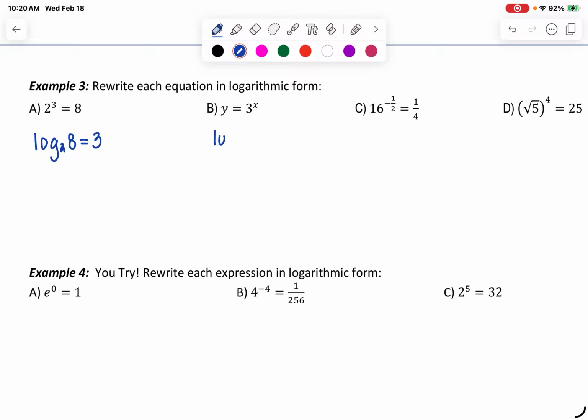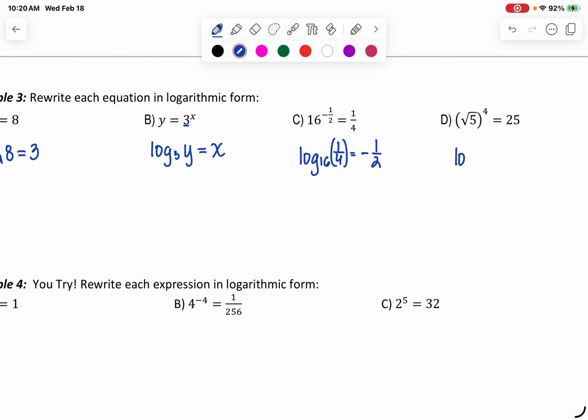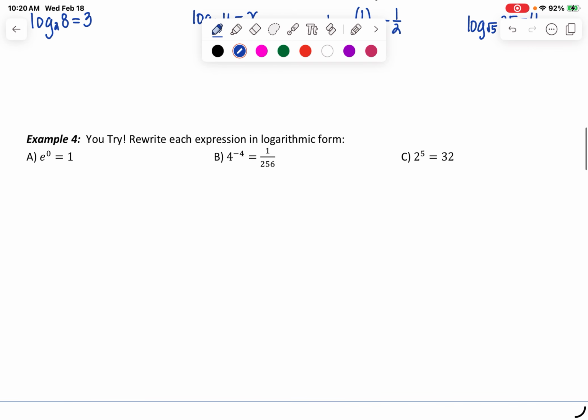So log base 2 of 8 equals 3. This one right here, log base 3 of y is equal to x. Next one right here, log base 16 of your argument, what it's equal to, so 1/4. I'm going to put that in parentheses to make sure we know that it's the fraction 1/4, is equal to -1/2. And then lastly, log base root 5 of 25 is equal to 4. All right, go ahead and pause the video and try these three on your own.